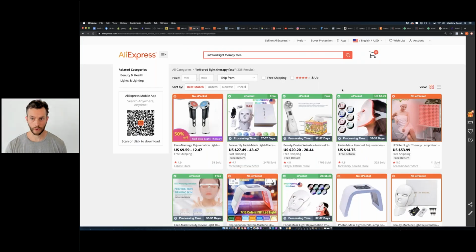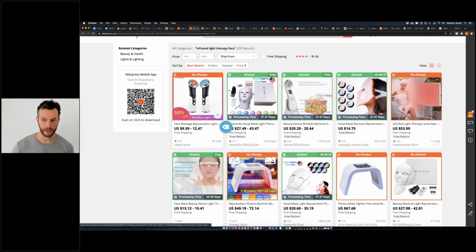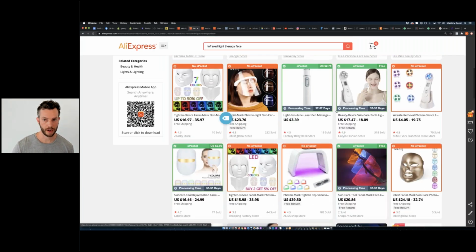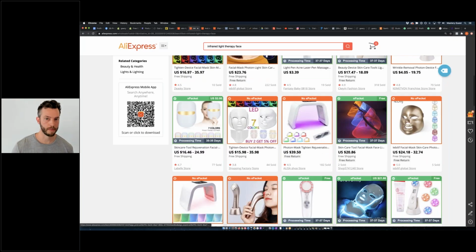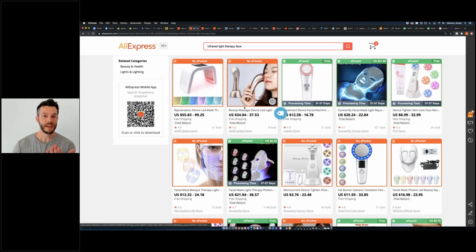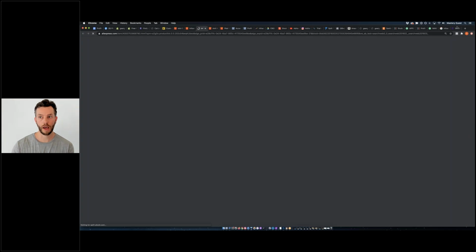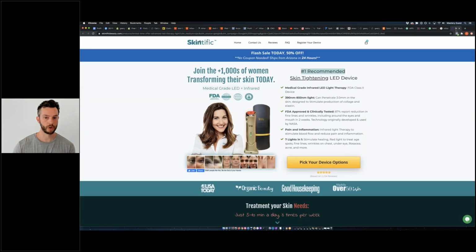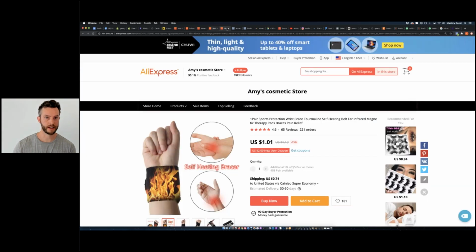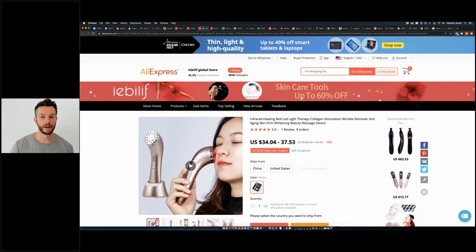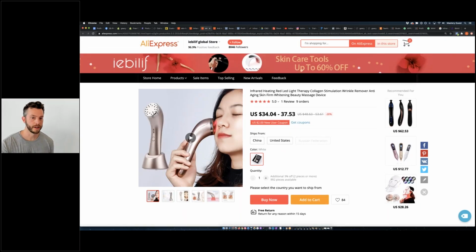All right, so when you do infrared light therapy for the face, boom, right here, you've got this rejuvenating product that comes up. And you've got a lot of different products that are going to come up specifically made for the face. Now, this one right here definitely looks a lot more in line with the product that we found on Google. If you take a look at this versus this, wait, not that. This right here, very similar. And we can go in and take a look at the video presentation.